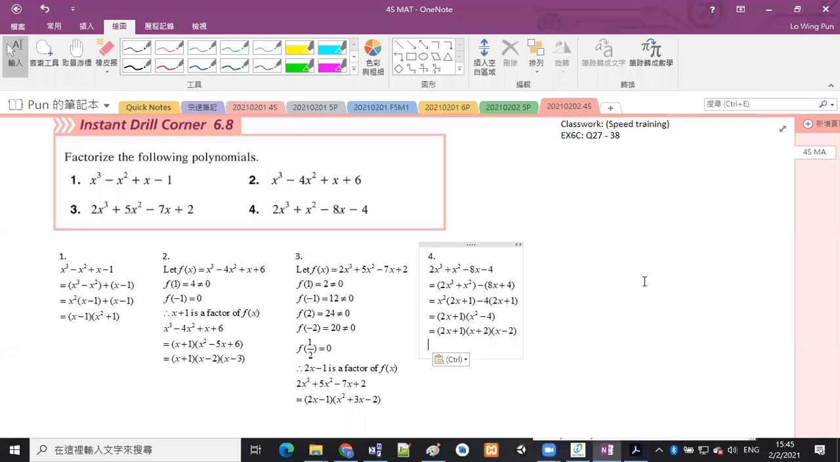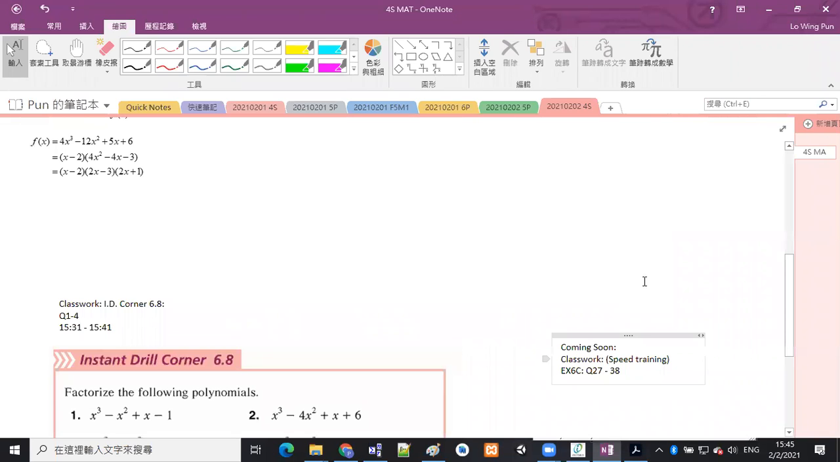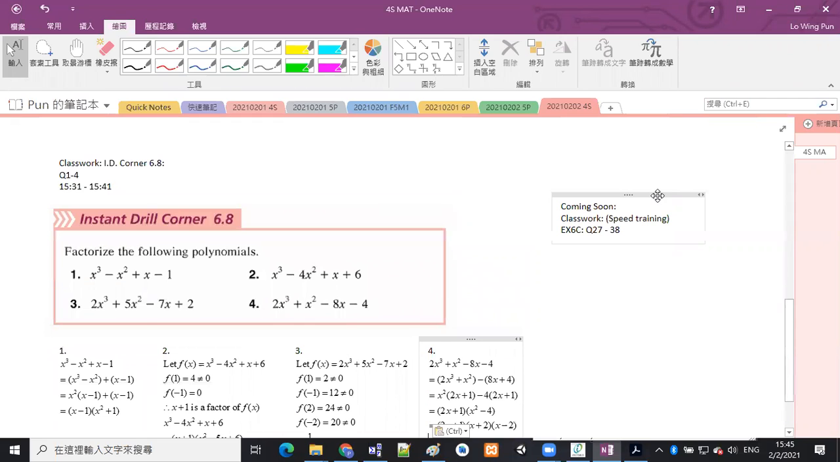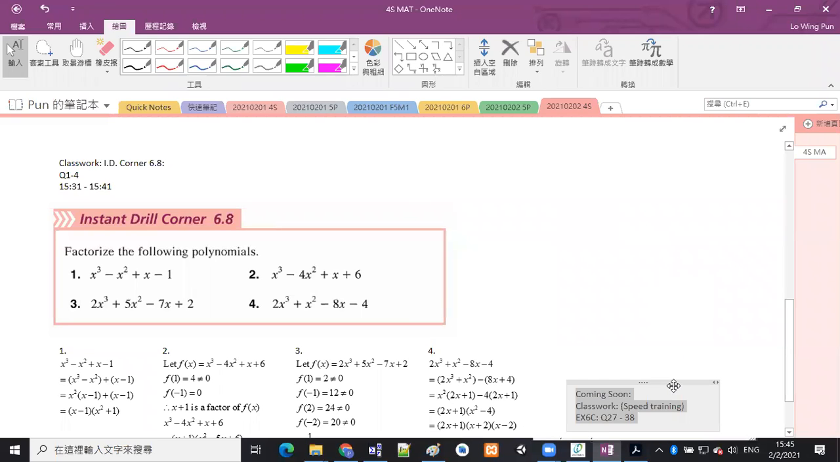No. All right. So the next one will be exercise 6C, number 27 to number 38. I would like you to try to do it very fast, but of course it should be accurate. I give you 6 minutes, and then I will start talking about this.